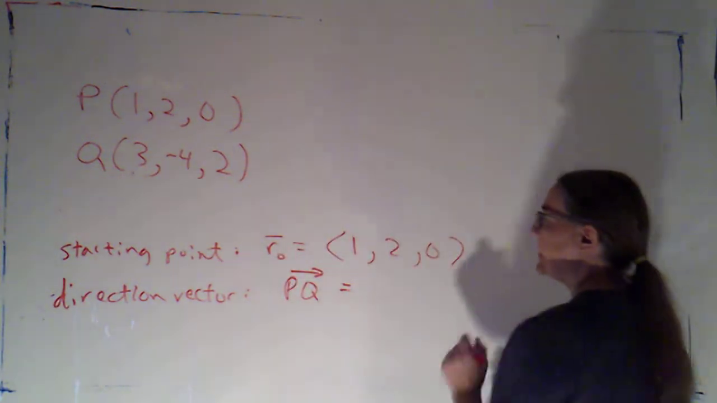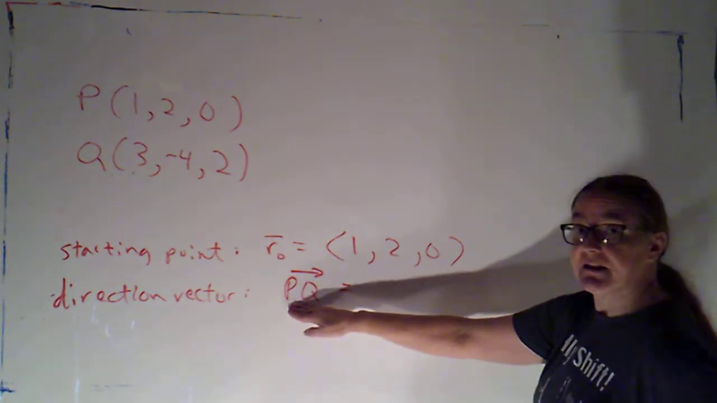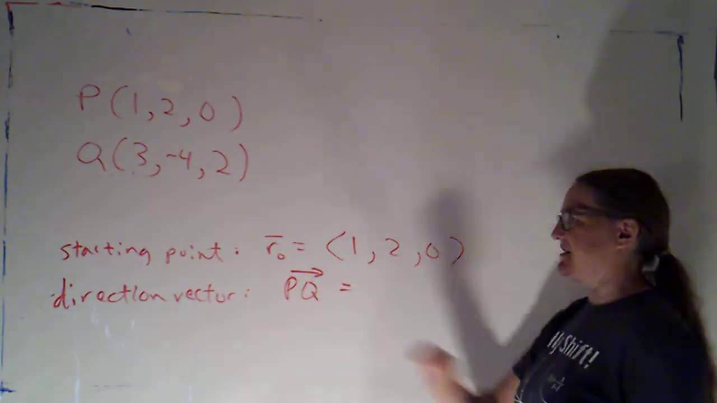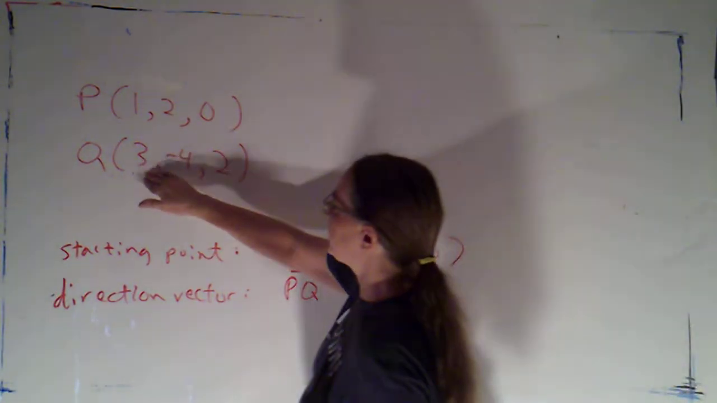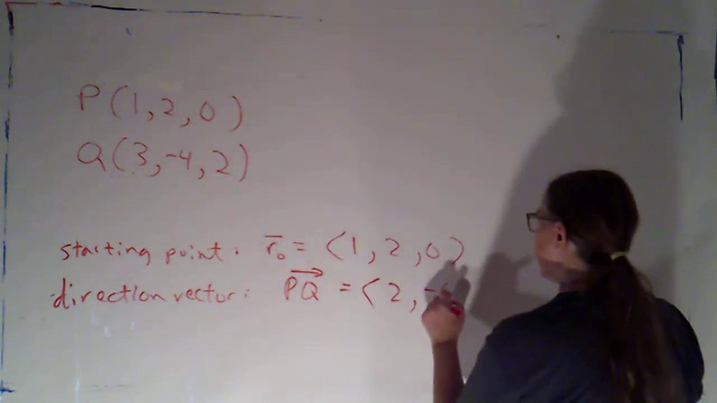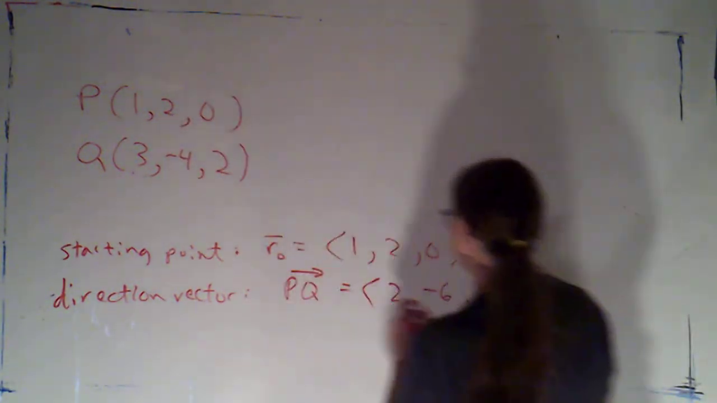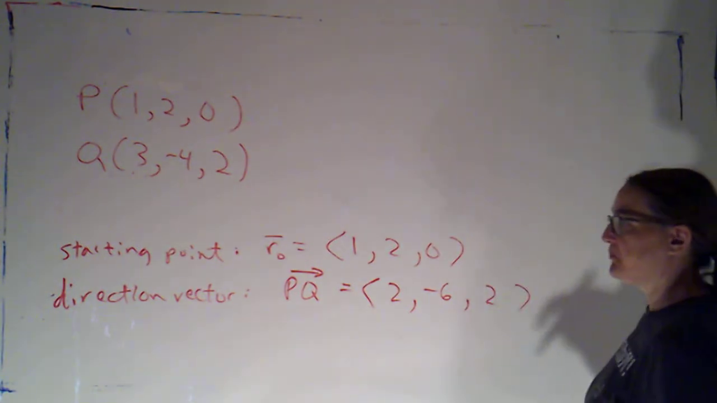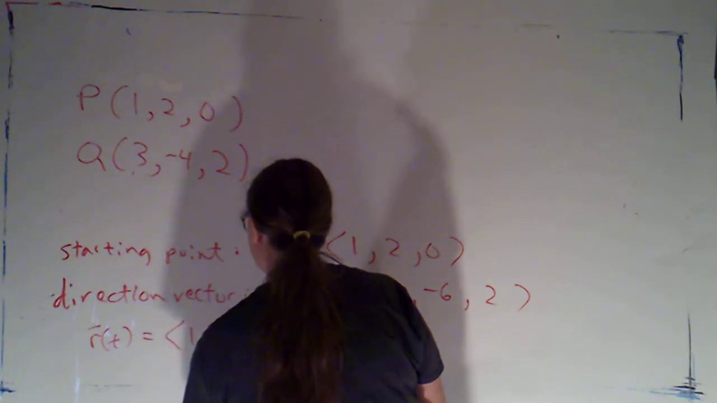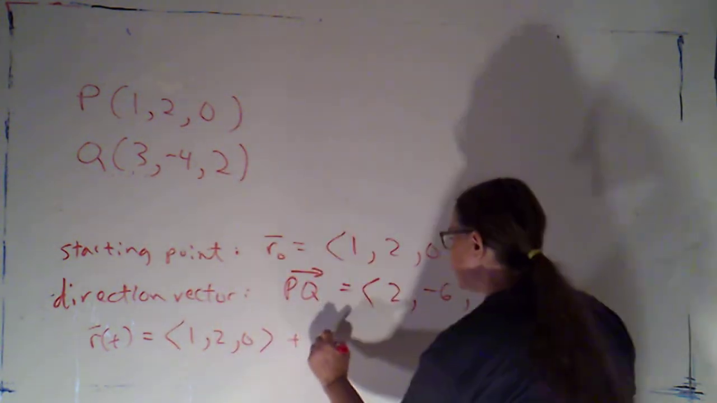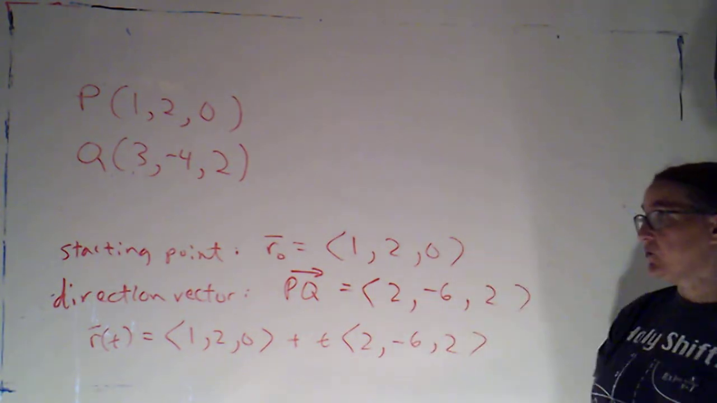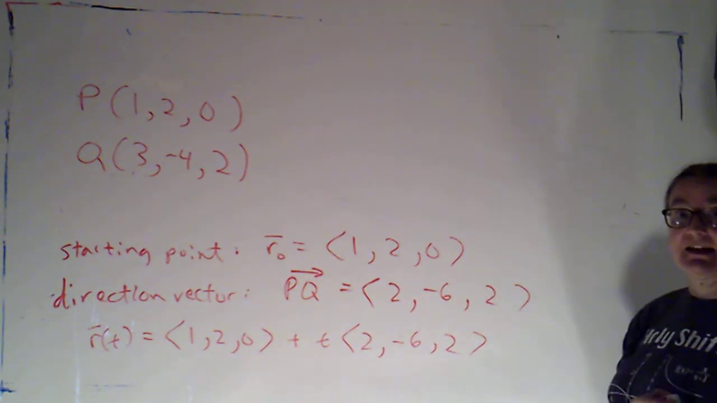If I'm doing that, I'm going to calculate the components by subtracting. Just remember to subtract the components of P from the components of Q. So it'll be 3 minus 1 is 2, negative 4 minus 2 is negative 6, and 2 minus 0 is 2. So I could say r of t is equal to (1, 2, 0) plus t copies of (2, -6, 2). That is a possible answer.